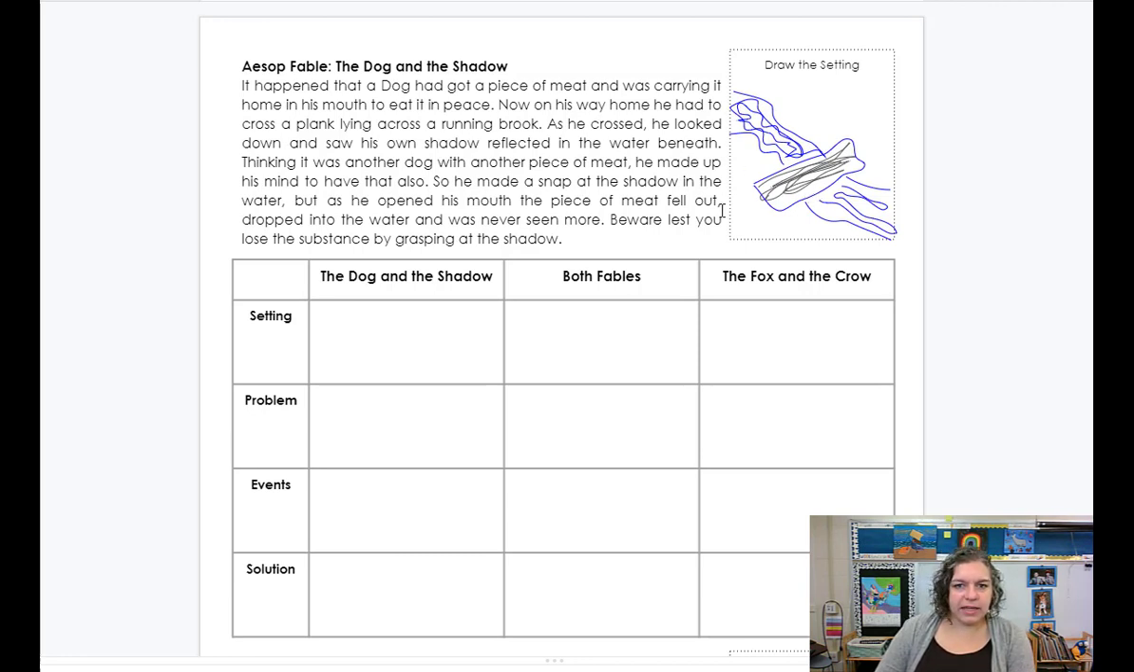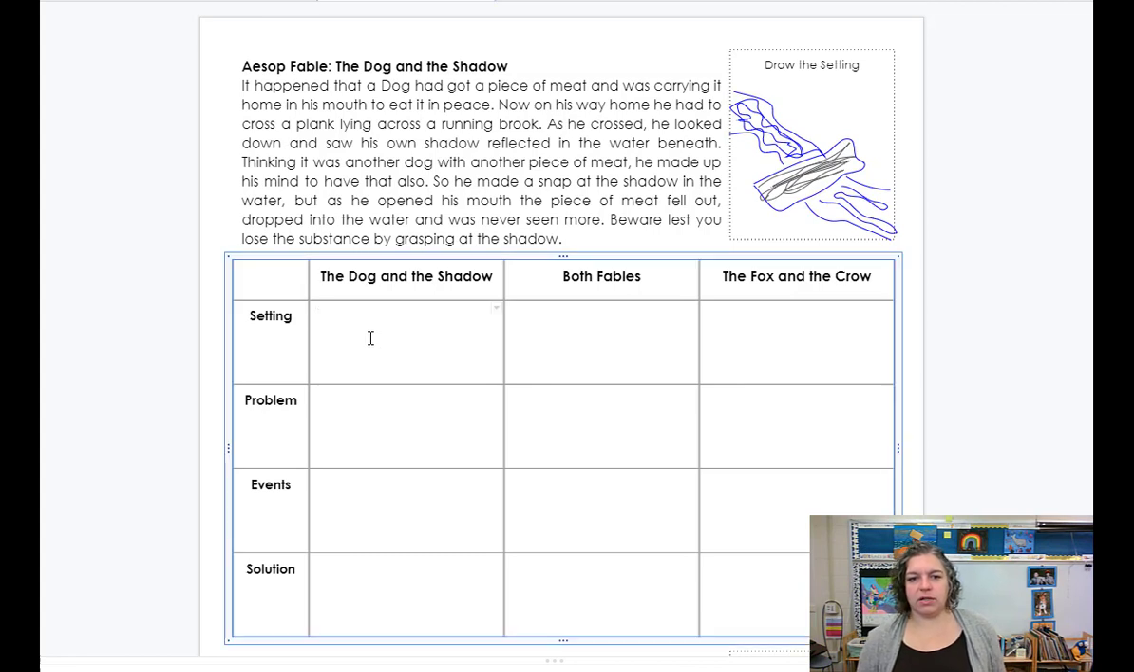So for the setting here, the important thing is that there's a plank laying across a brook, and that's what the dog is crossing. So there's my image of my plank over the brook. So I'm going to compare it to another story, but I'm just going to quickly jot some notes here on what happens. So the setting here, there is a brook with a plank across it.